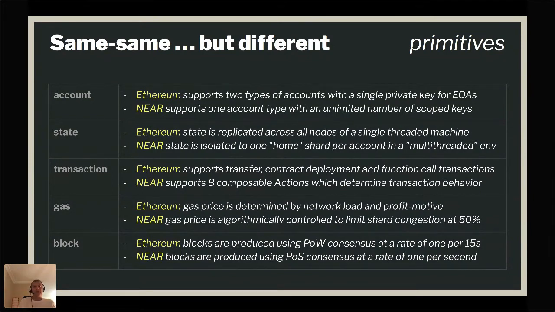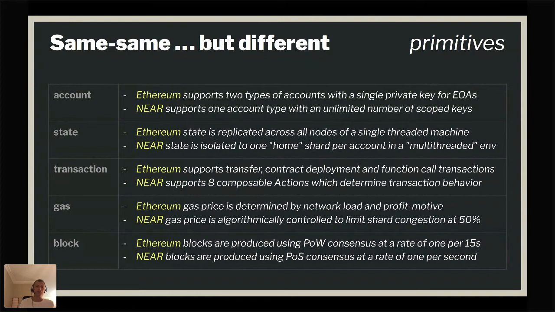So in terms of state, Ethereum state is replicated across all the nodes. It's like one single-threaded machine that moves one step at a time, a global computer. With NEAR, you can think of it as multiple threads, multiple actors who are all working and being coordinated via some consensus mechanism. Your state is on your home shard for your account and moves with your account. So if the protocol moves your account to some other shard, your state would move with it.